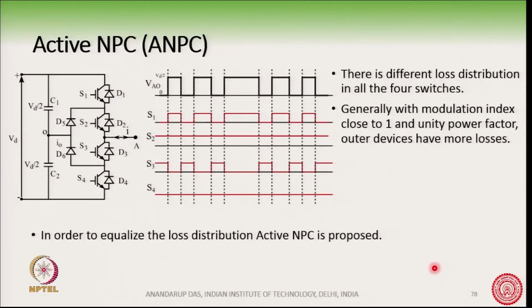The other NPC which is also somewhat popular is the active NPC. So, active NPC was also proposed around 2000 or 2001 maybe. In active NPC, we know from our operation of conventional 3 level NPC that there is an uneven loss distribution in all these 4 switches. So, among all these 4 switches there is an uneven loss distribution. Okay.